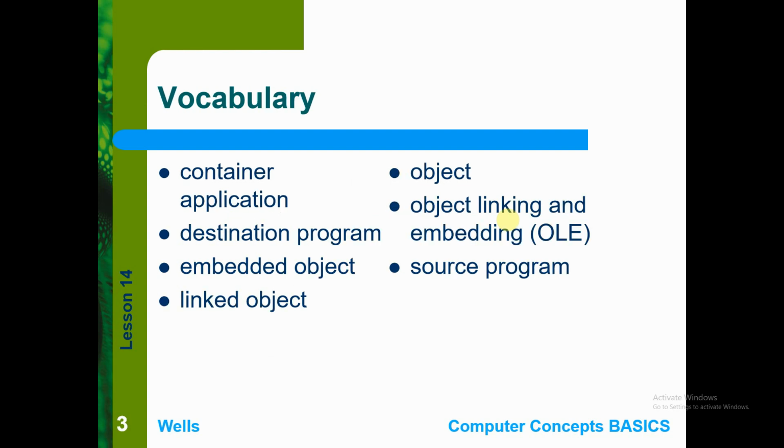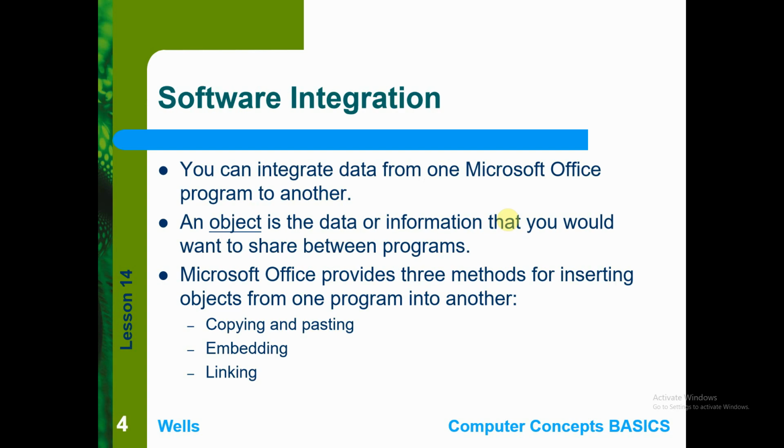Then for vocabulary, we have a few terms: container application, the destination program, also the embedded object, linked object, object linking and embedding, the shortcut is OLE, then the source program. So the basic function of software integration is integrating data from one Microsoft Office program to another.